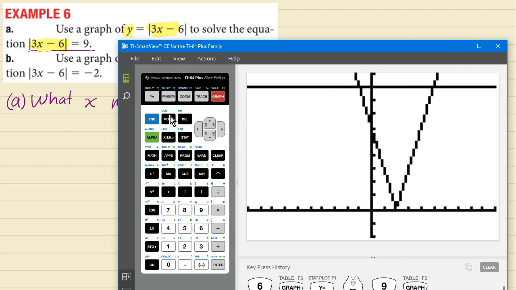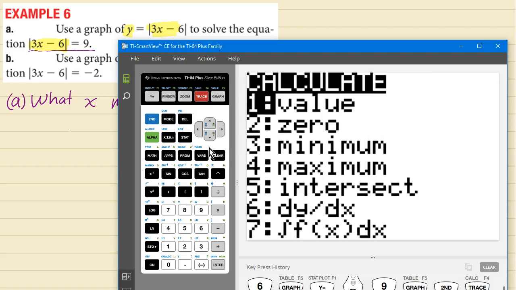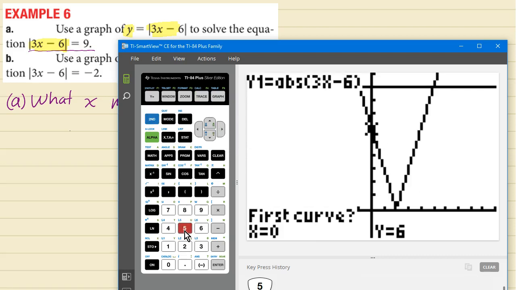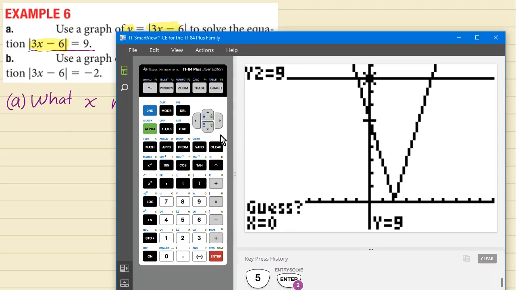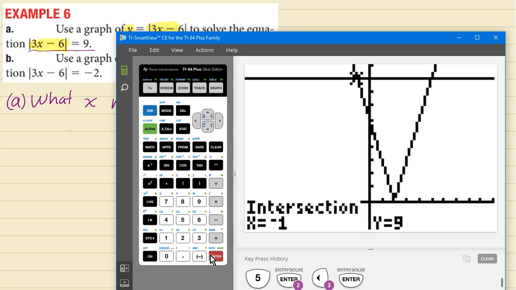To do that, we hit second calc. Intersect is number 5. It asks you for the two curves, just hit enter twice. And then it asks for a guess, just move pretty close to where you think the solution is and hit enter. And that's what we got. If x is -1, that will make y equal to 9.